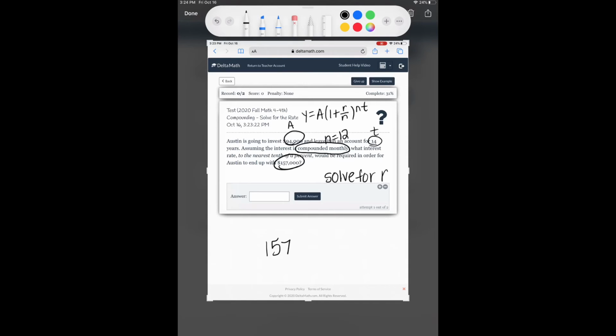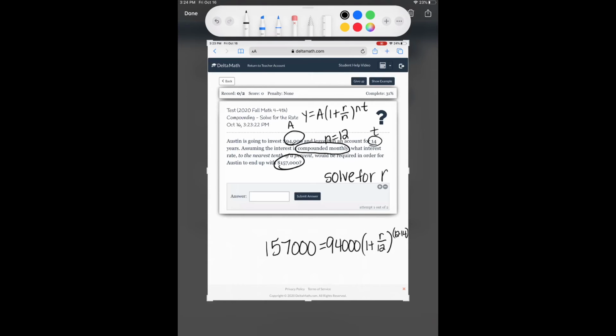We're going to solve for r if my final amount is 157,000. So I have 157,000 equals the initial 94,000, times 1 plus, we don't know the rate, so instead of saying r, when we plug it in Desmos, we are going to say x over 12, and then 12 times the time, which is 14.